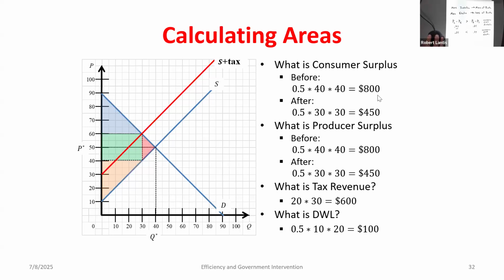Or I could look at what was total surplus before. So before it was just consumer plus producer surplus, so 1600. After the tax, what is total surplus? It's not 900, right? It's not just producer plus consumer surplus. It'd be producer plus consumer surplus plus government surplus or tax revenue. So 450 plus 600, that would give us 1500. So total surplus went from 1600 to 1500, or our deadweight loss, the loss of surplus, is $100. Okay.